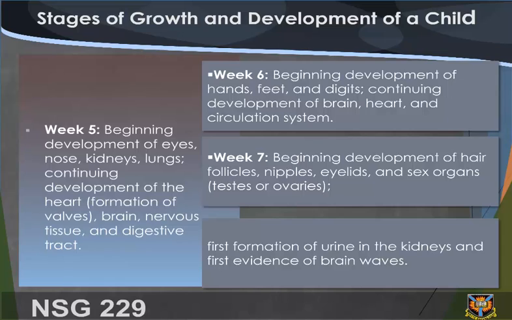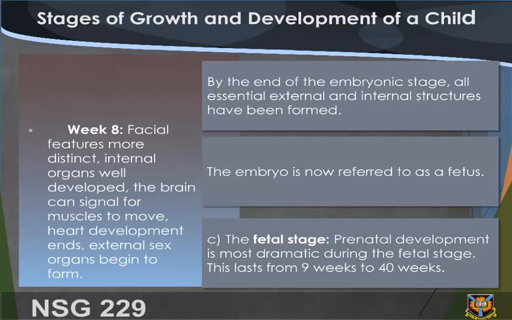Week 6. Beginning development of hands, feet, and digits. Continuing development of brain, heart, and circulation system. Week 7. Beginning development of hair follicles, nipples, eyelids, and sex organs, testes or ovaries. First formation of urine in the kidneys, and first evidence of brain waves. Week 8. Facial features more distinct, internal organs well developed. The brain can signal for muscles to move. Heart development ends. External sex organs begin to form.